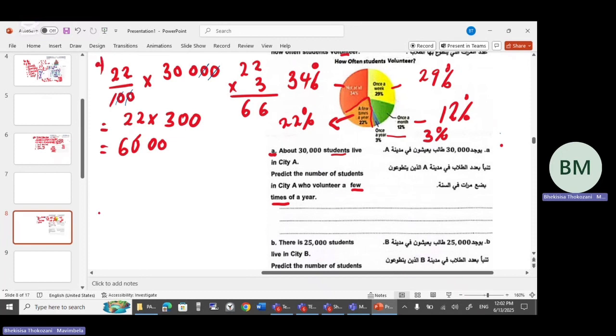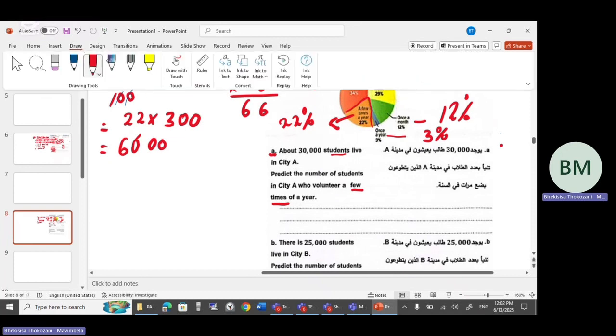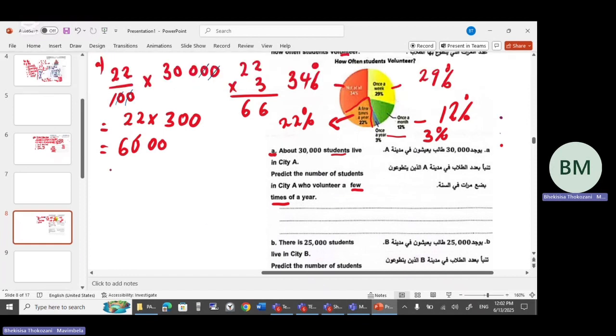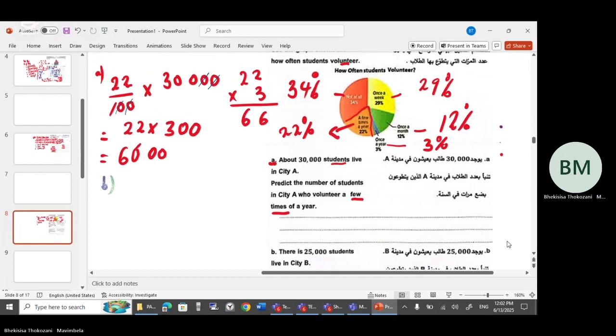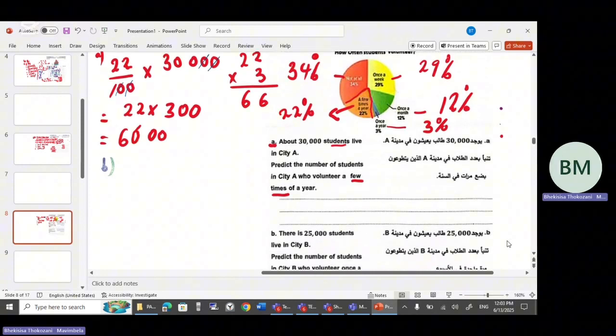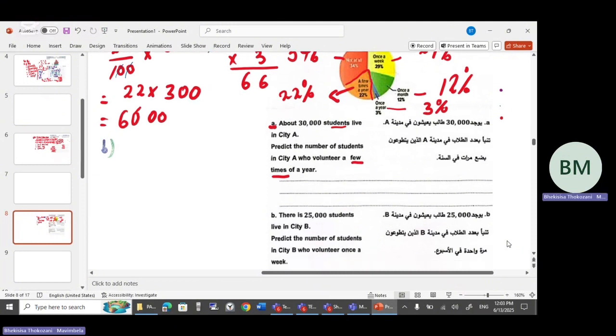This was part A. Now let's look for part B of the question. All right. This one here. So part B says there are 25,000 students who live in a city. Predict, let's see, what are they asking to predict? Okay, here we go. So this is very important information. You cannot lose it. So 25,000 students live in city B, and now they want us to predict who volunteer once a year.